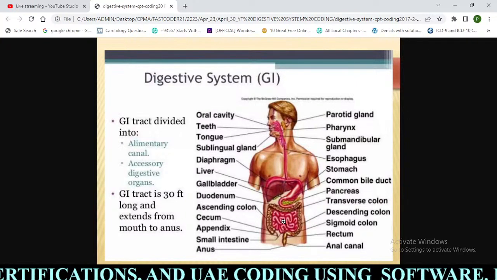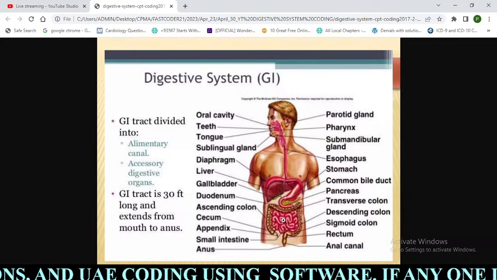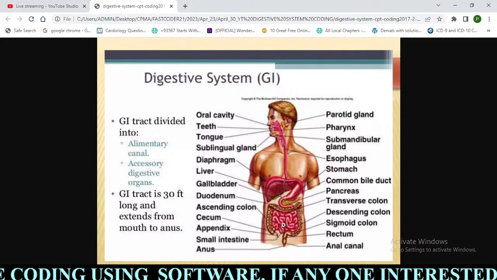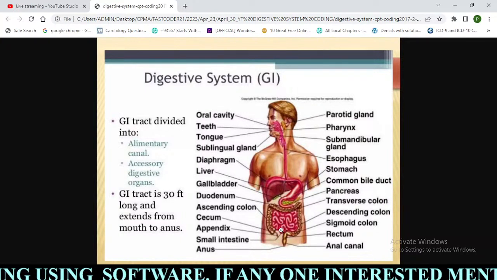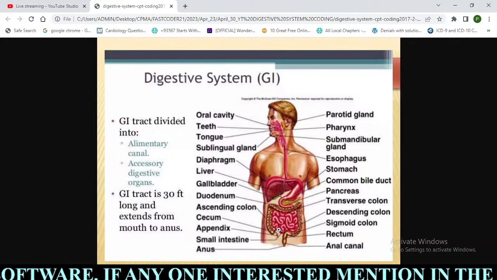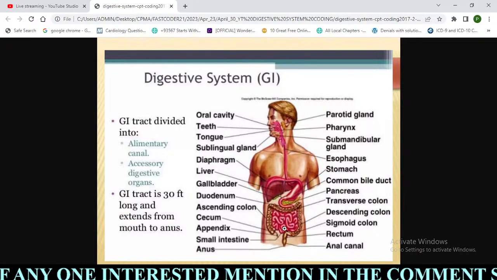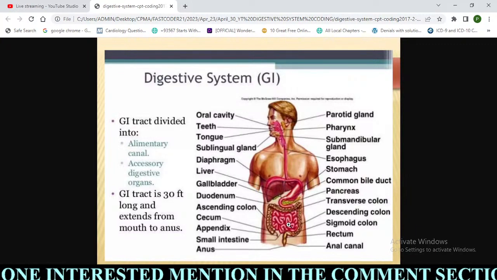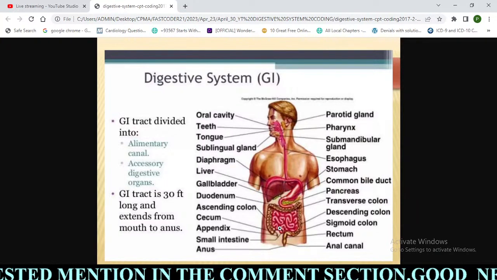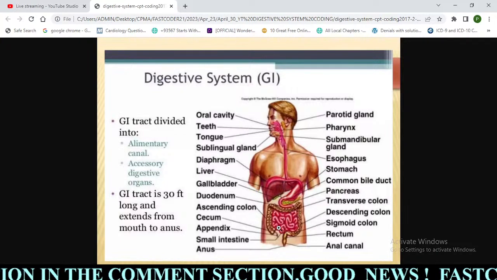Here, the small intestine divides into duodenum, jejunum, and ileum. So the small intestine's ileum and the large intestine's cecum combine and form the ileocecal valve. Ileum relates to the small intestine, cecum relates to the large intestine. So there we have an ileocecal valve which will control the food moving.